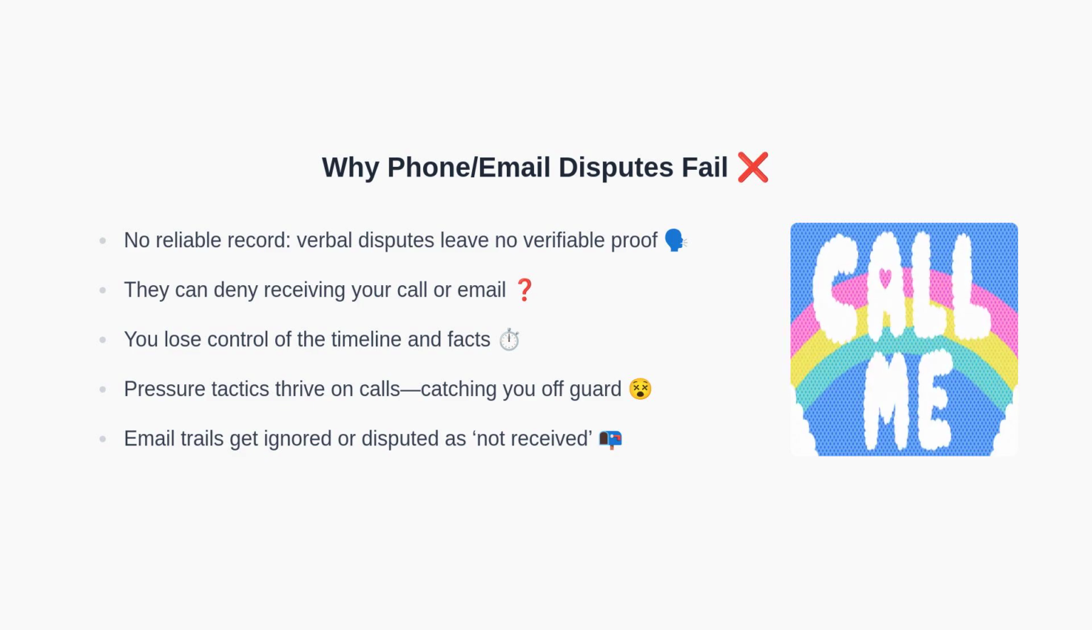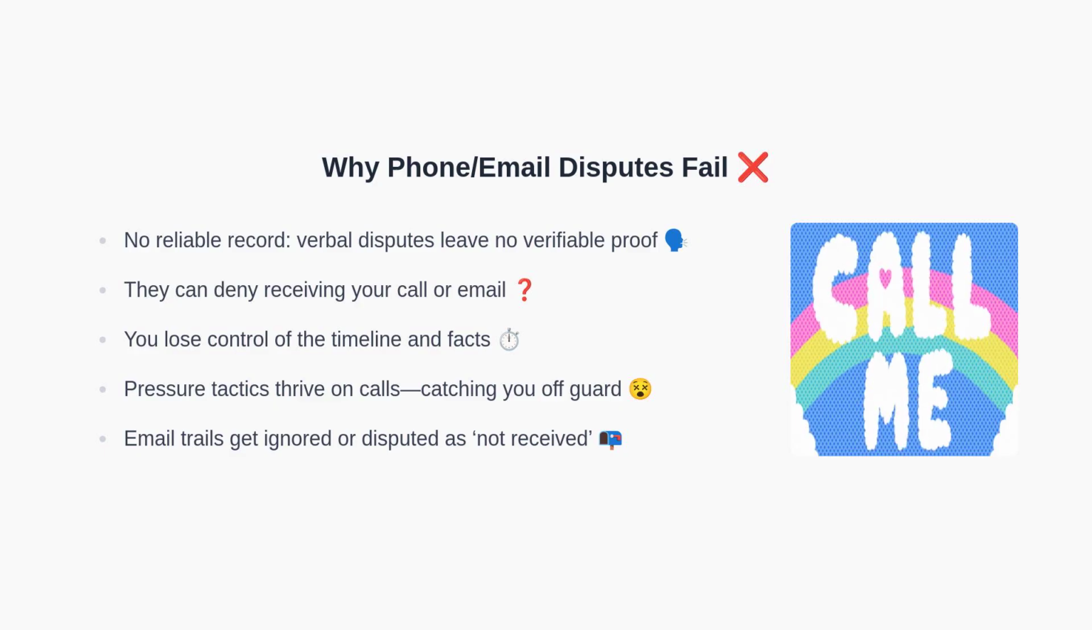Transitioning from the scenario, let's discuss why phone and email disputes fall short. Phone and email disputes are inherently risky because they produce weak or contested evidence. There's no reliable, official record of what was said or when. A collector can claim they never received your message or mischaracterize the conversation. Calls expose you to pressure tactics and on-the-spot admissions that might harm your position. Emails can land in spam or be dismissed.